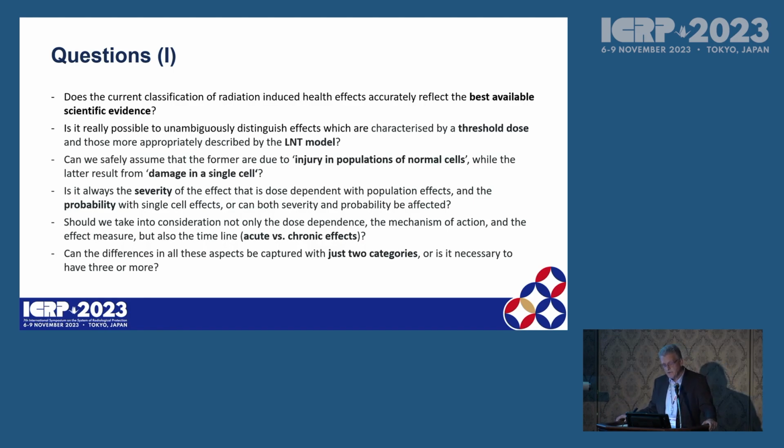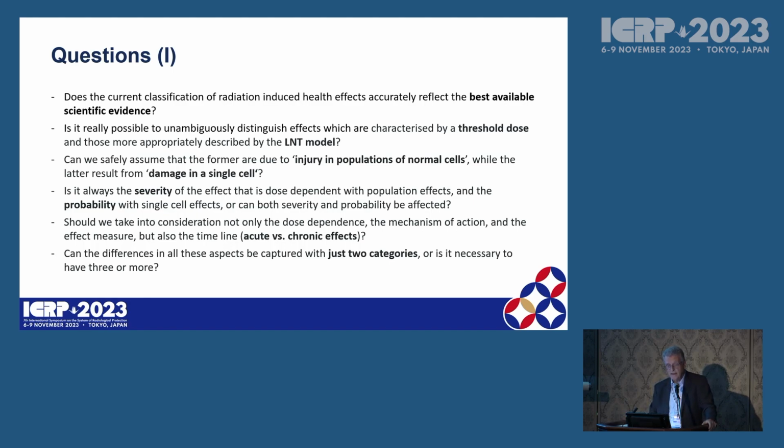Should we take into consideration not only the dose dependence, the mechanism of action, the effect measures, but also what I briefly indicated, early and late effects or acute and chronic effects? Would that be another criterion to figure in? And then, of course, the million-dollar question: can the differences in all these aspects be captured in just 2 categories? Or is it necessary to have 3 or more categories?